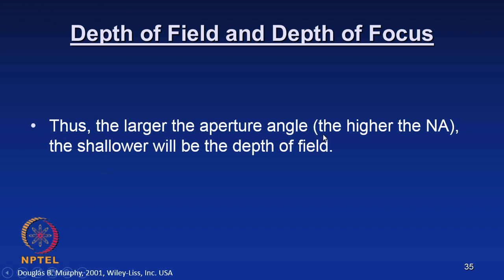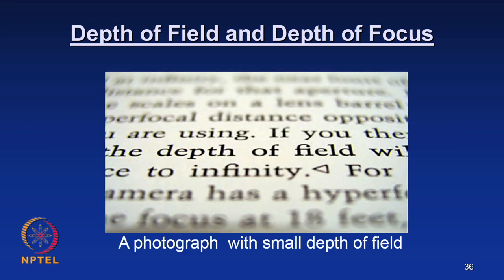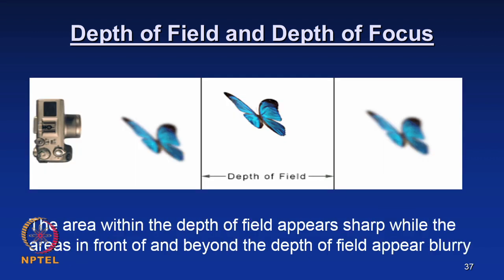So, the larger the aperture angle, that means the higher the numerical aperture, the shallower will be the depth of field. And you can see this example, a photograph with a small depth of field. When you have a shallow depth of field, this is how your image will look. And this is another example where the area within the depth of field appears sharp, this butterfly image appears sharp within this depth of field, while the areas in front of and beyond the depth of field appear blurry.